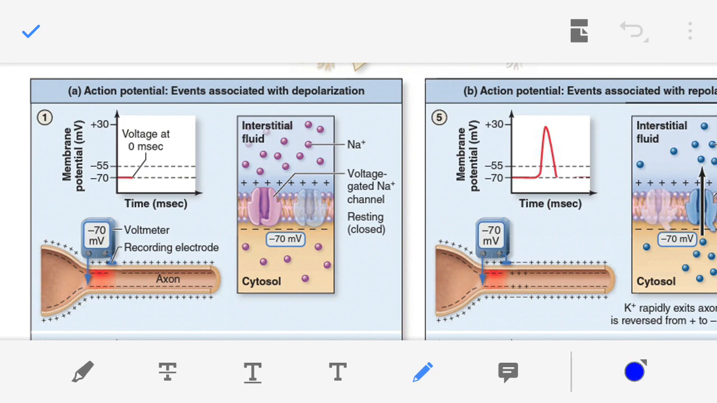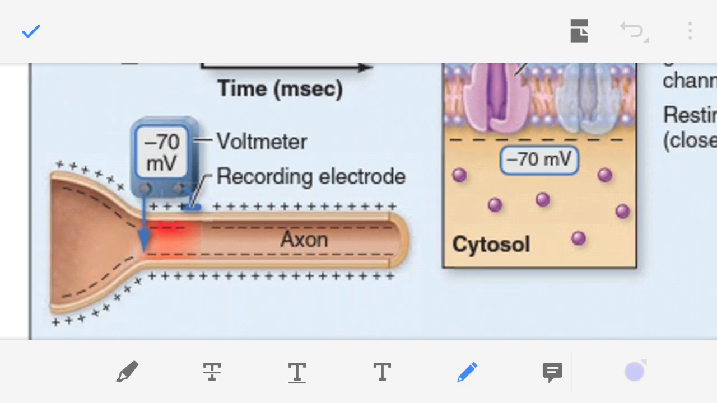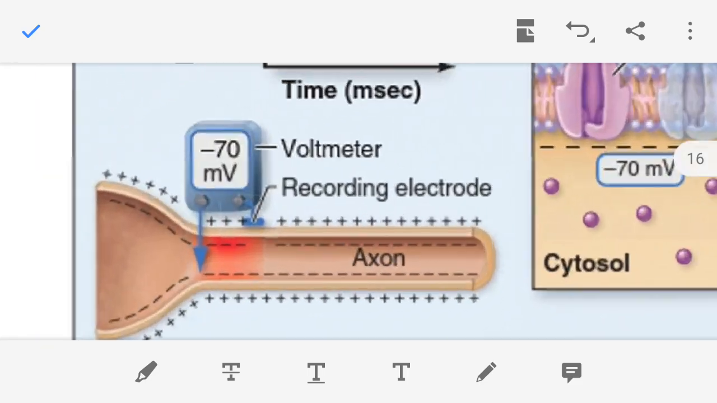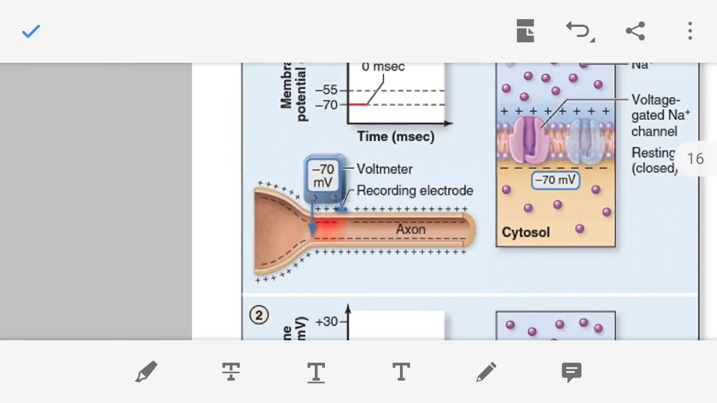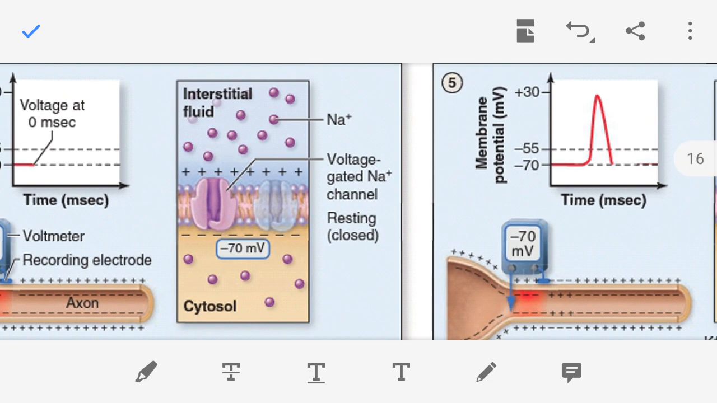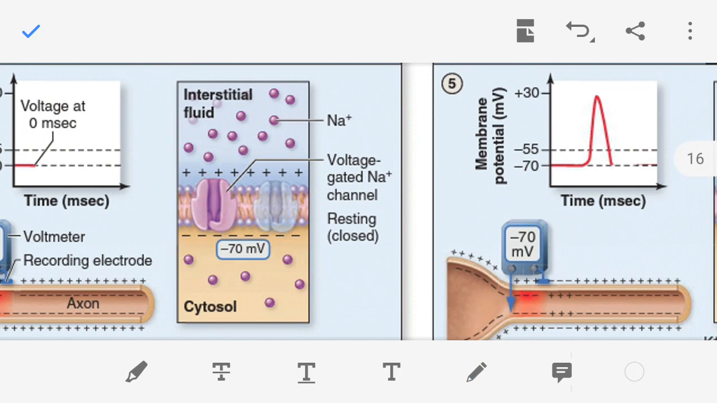So during resting, we know the resting membrane potential is minus 70 mV. Okay, and during this period, as you can see, on the plasma membrane of the neuron, outside there is a positive charge and inside there is a negative charge. And the voltmeter is showing the value minus 70 mV. Minus 70 mV is the resting membrane potential, and at this point the voltage gated Na+ channel is closed during resting membrane potential.